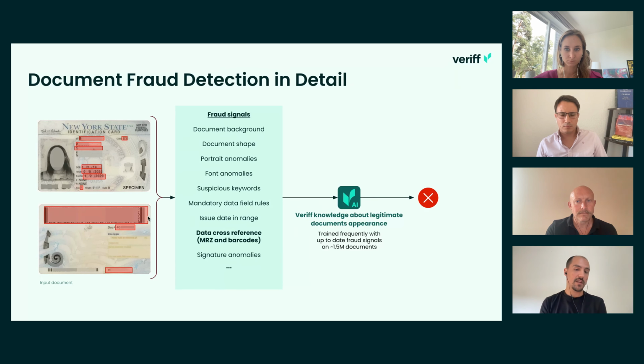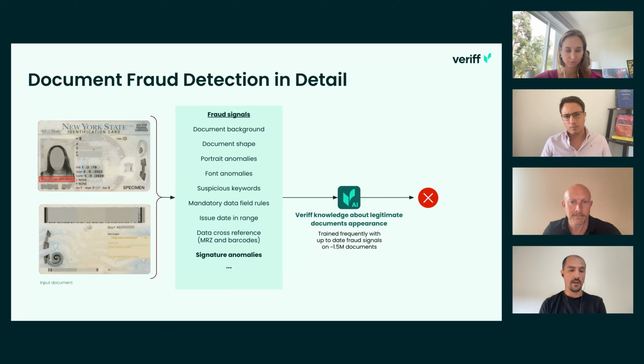Also, some specimens have barcodes or MRZ zones where the information is duplicated in different parts of the document, so we are able to cross-reference all the extracted information to make sure that it matches and that there's nothing suspicious, or that they didn't modify any of the fields. And finally, we also look at the signatures of the documents.